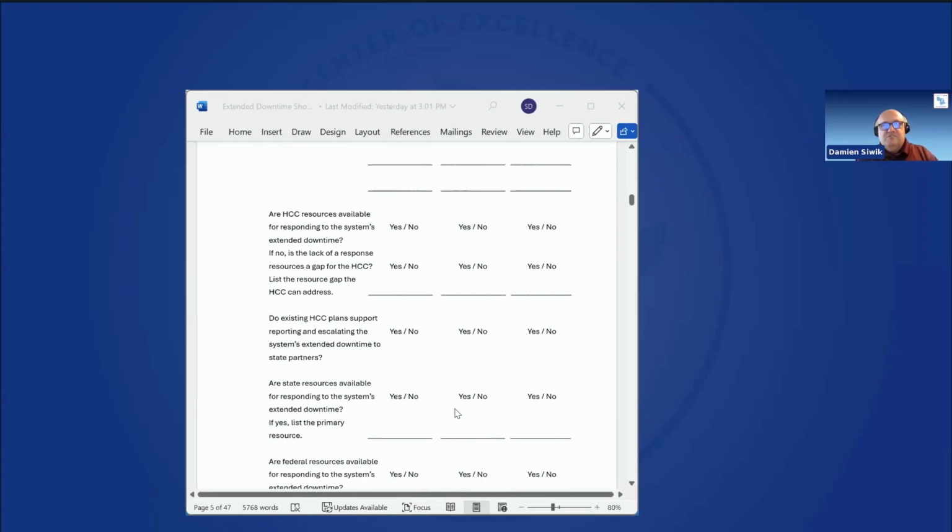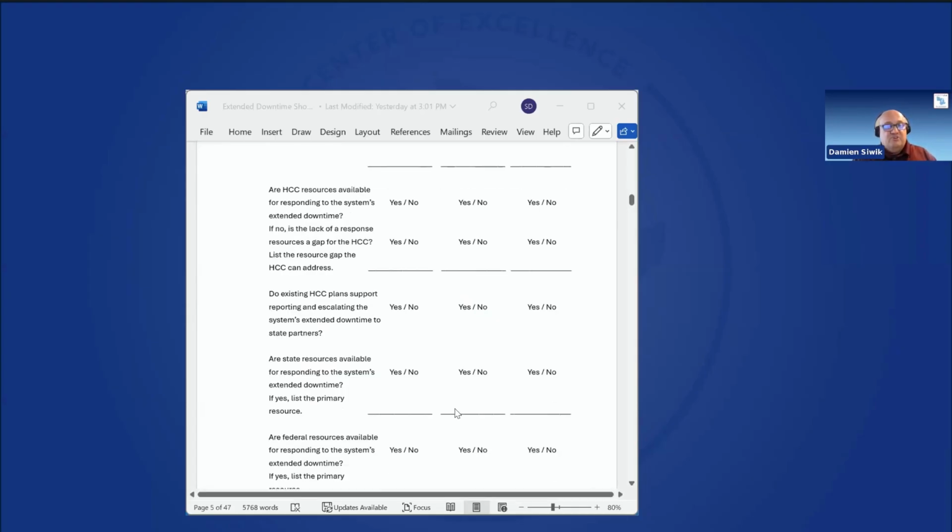Are healthcare coalition resources available for responding to that extended downtime? Yes or no? If no, is that lack of response a responsibility of the healthcare coalition, within the capabilities of the healthcare coalition? And if yes, potentially list that resource gap that a healthcare coalition could address.